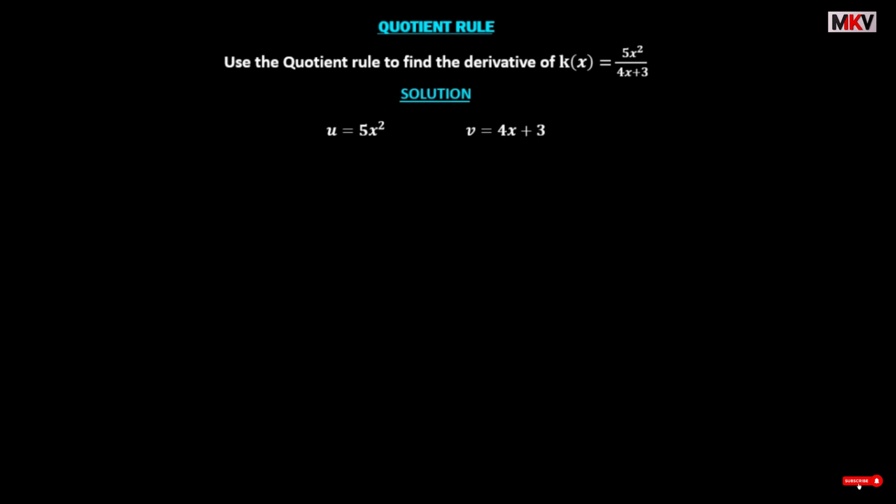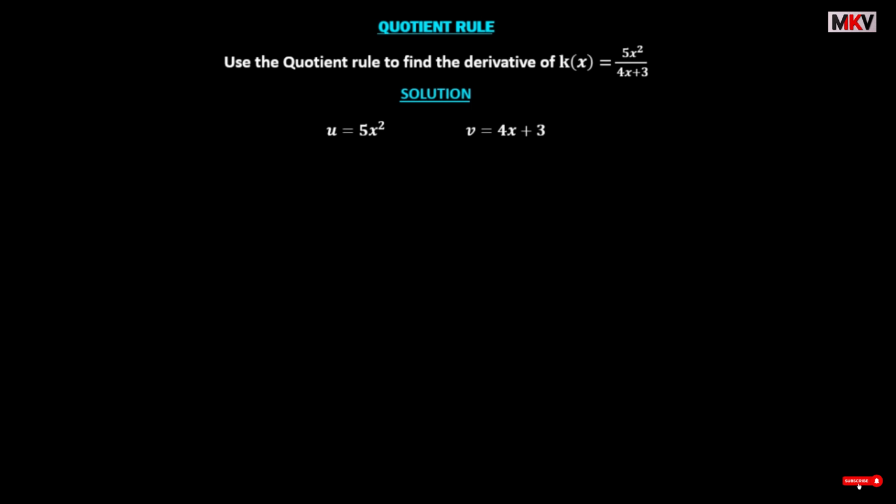Firstly, we have to divide the expression into two. So we are using the quotient rule and they are dividing. We have a numerator and denominator in the expression. So we divide the expression into two, and I am using u and v to name the division. For the u, we have 5x squared, and for the v, we have 4x plus 3.